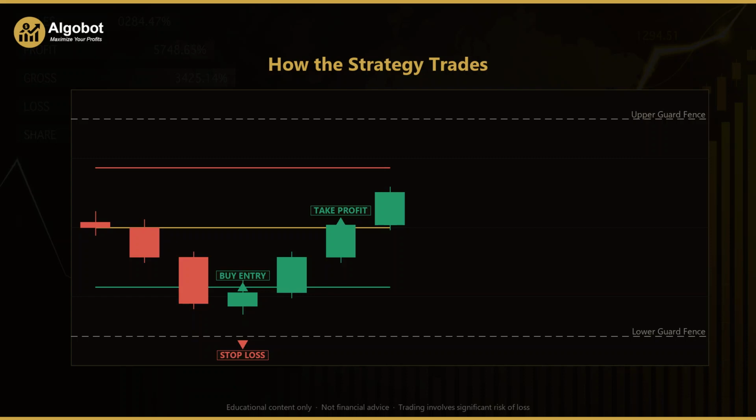Because the regime is flat, the spread is acceptable, and the reward to the center clears the minimum reward to risk ratio, the strategy signals a buy. You can see the buy entry marker on that candle. The stop loss sits down near the guard, a set multiple of the average true range below entry, and the take profit is placed right at the gold center line.